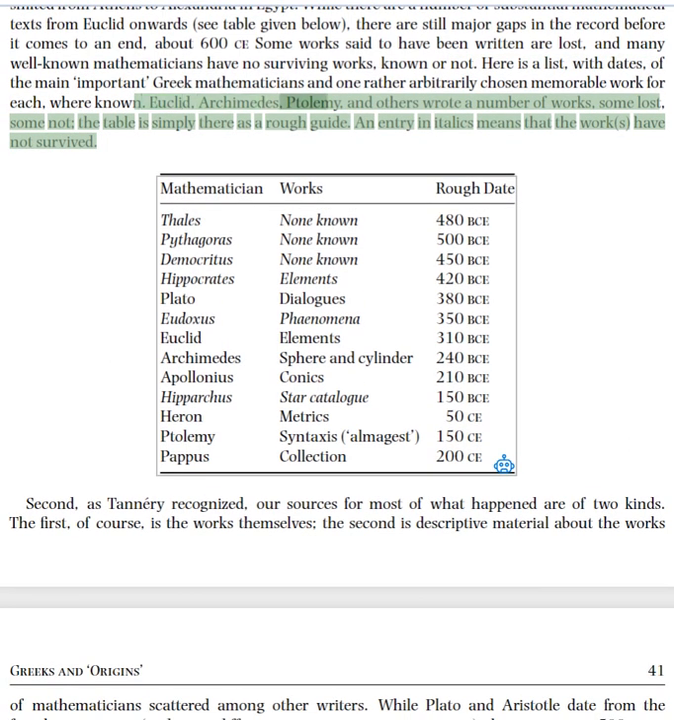Euclid, Archimedes, Ptolemy, and others wrote a number of works, some lost, some not. The table is simply there as a rough guide. An entry in italics means that the work has not survived.